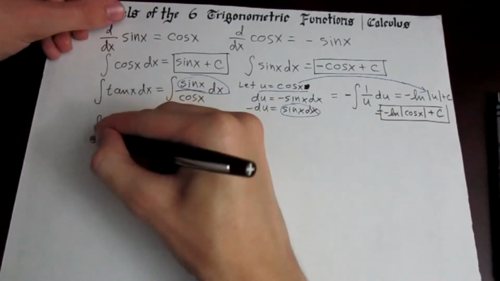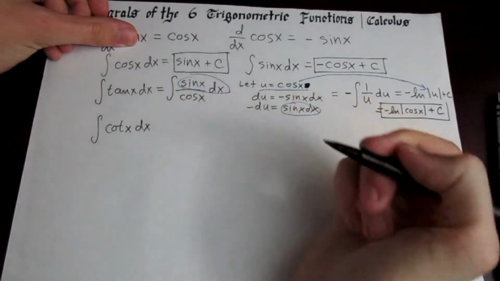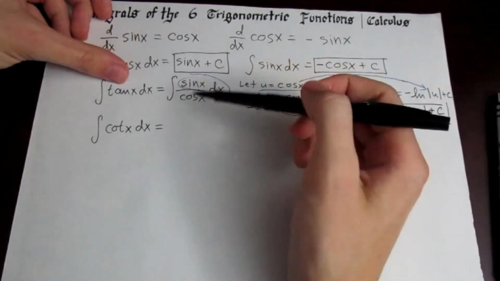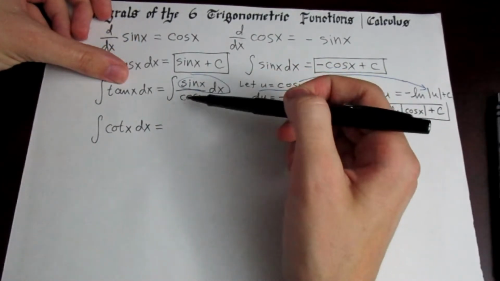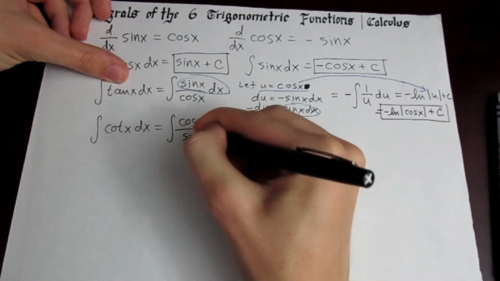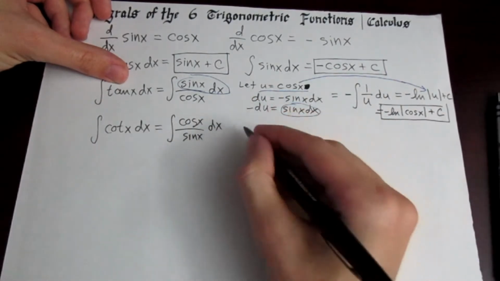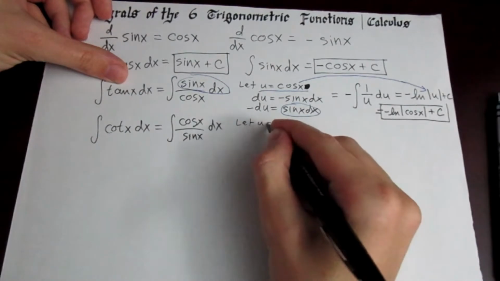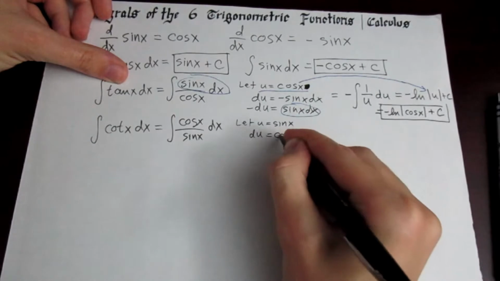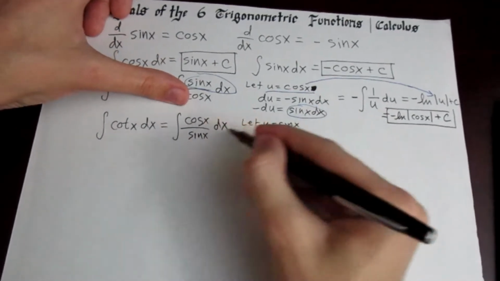So now let's take the integral of cotangent x dx. Okay, that's going to equal, well, if we said that tan equals sine over cosine, well, cotangent equals cosine over sine of x dx. What's in the denominator now? Sine. So we let u equal sine this time. And the derivative of sine is cosine x, don't forget the dx, which is found right here.